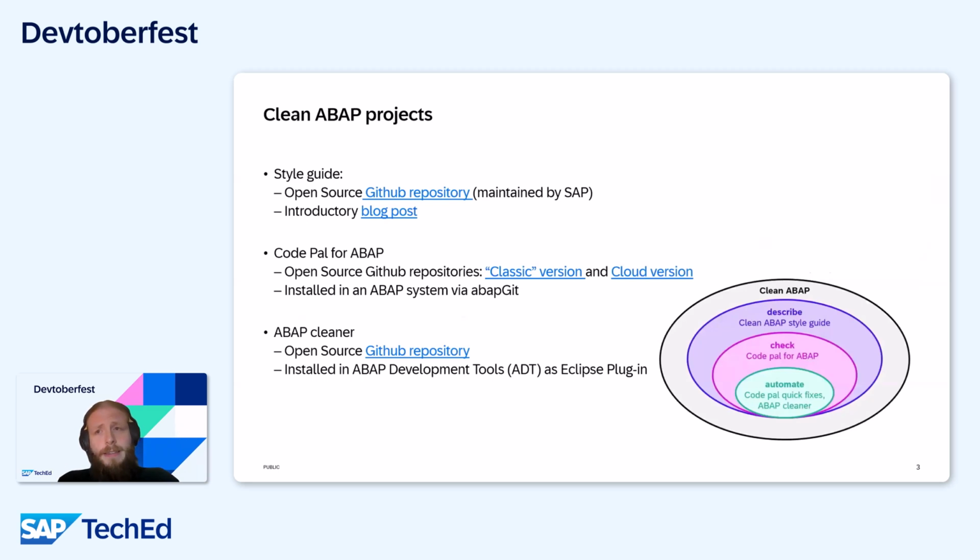So what does this encompass, right? Clean ABAP is this idea. Then there's the part of this idea where we can describe it by rules. And this description in terms of rules is done by the Clean ABAP style guide, which is also an open source project maintained in the GitHub repository by SAP, but like all the other projects here, open to community feedback and contributions.